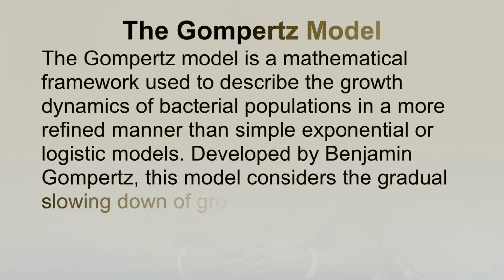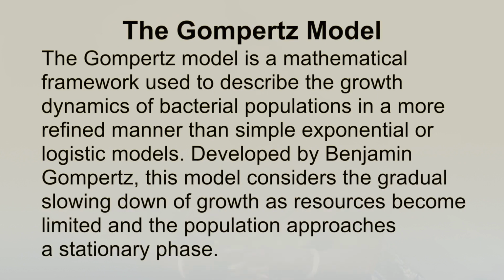The Gompertz model. The Gompertz model is a mathematical framework used to describe the growth dynamics of bacterial population in a more refined manner than simple exponential or logistic models. Developed by Benjamin Gompertz, this model considers the gradual slowing down of growth as resources become limited and population approaches a stationary phase.